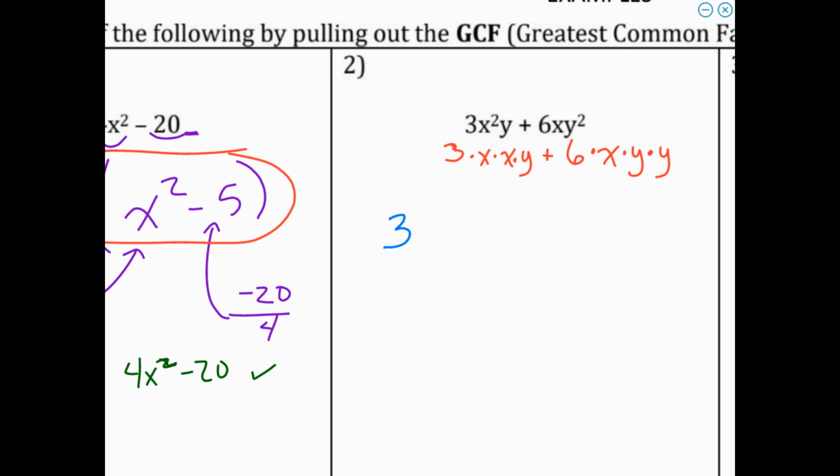Okay, so 3, because 3 can be divided by 3 and 6 can be divided by 3 evenly. What about the variables? X and Y. There is a pair of x and y in both of them. So I can pull out an x and a y for both of them. 3 divided by 3 is 1. So what am I left with in my first term after I pull my 3 and my x and my y out?